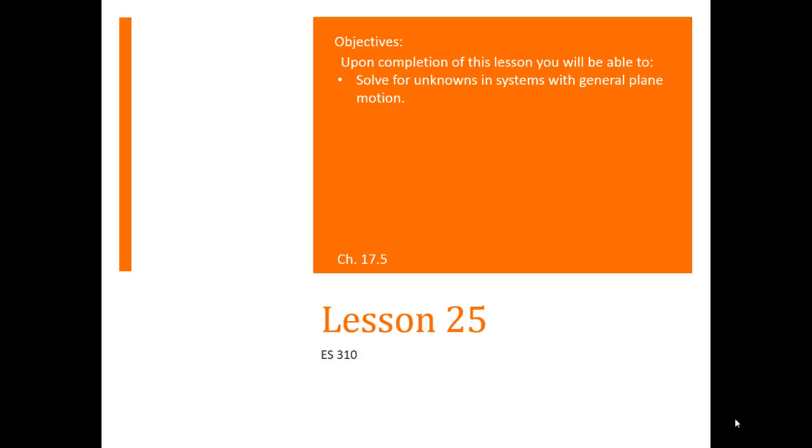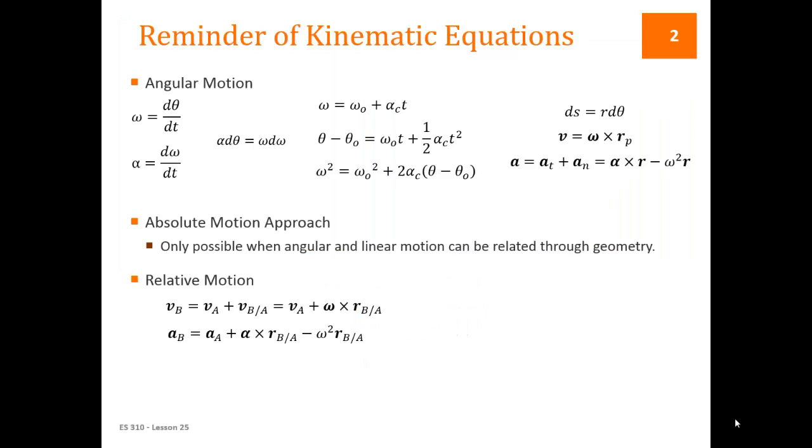Welcome to ES 310 Lesson 25. Today we will be combining the material from the last two lessons to analyze behavior for rigid bodies in general planar motion, where they see both translation and rotation. More information on this topic can be found in Hibbler's Dynamics textbook, Chapter 17, Section 5.